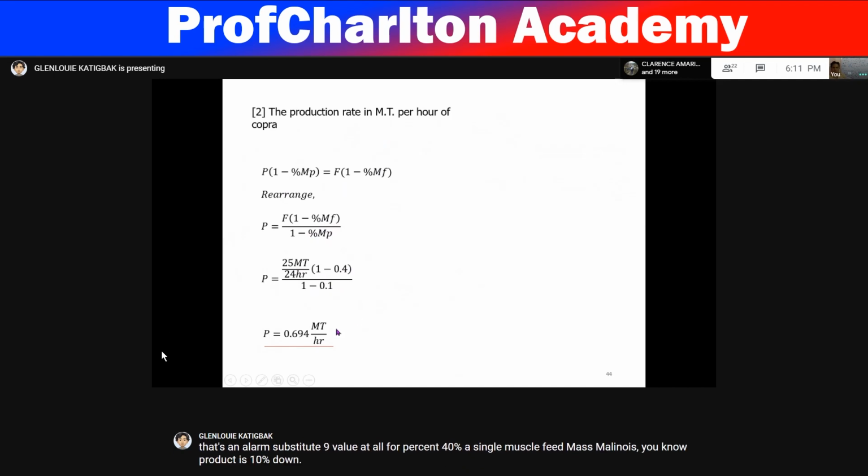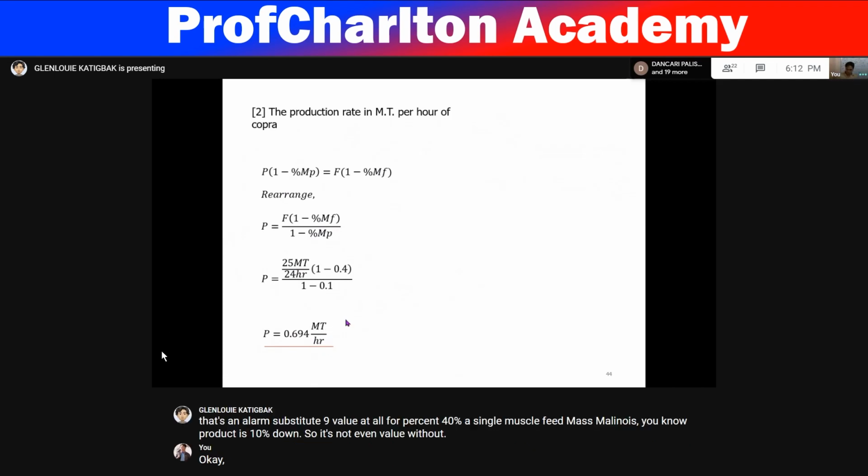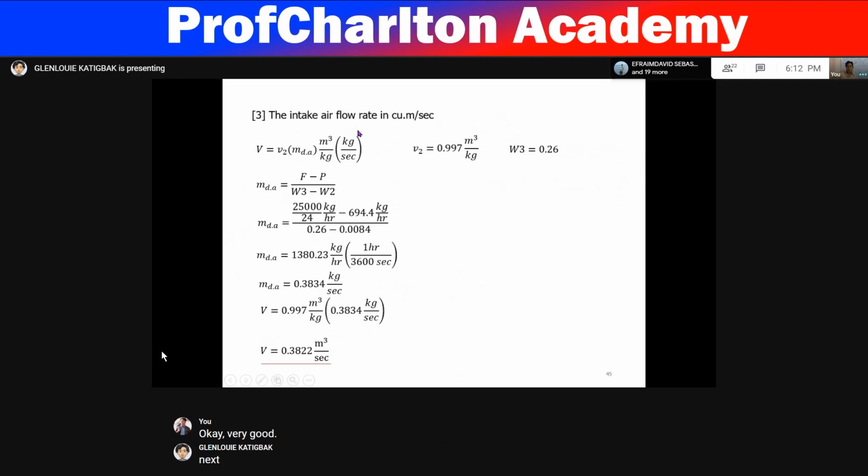So, nakuha natin yung value, ito, 0.694 metric ton per hour. Okay. Very good. Next, sa intake flow or flow rate in cubic meters per second. So, ito yung formula. Volume flow or intake flow equals specific volume at 2, kasi sa point 2 yun.